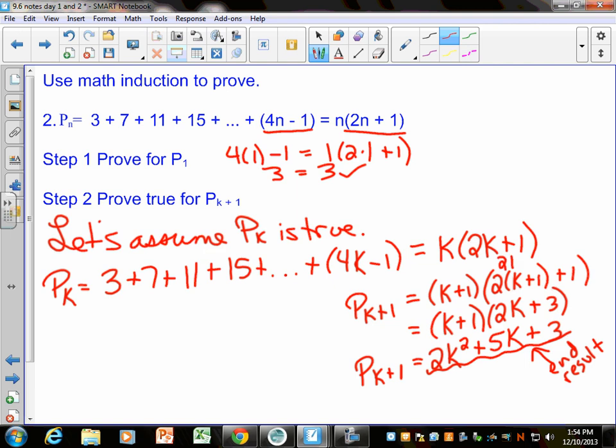Because if I distribute this, I get 2k plus 2, right? 2 plus 1 is 3. Other questions to this point? So that's my end part.